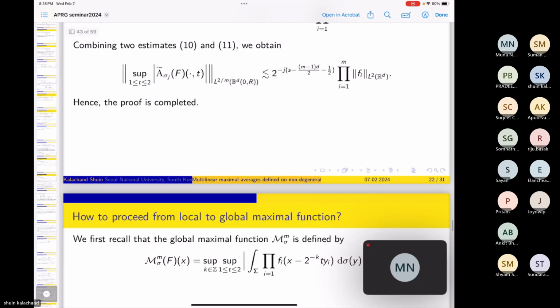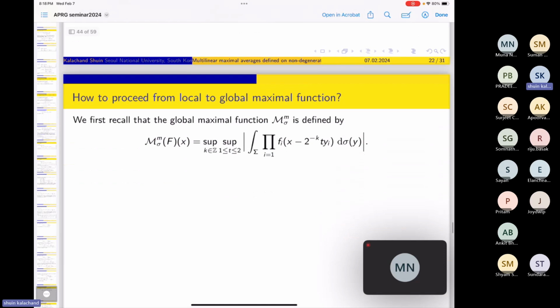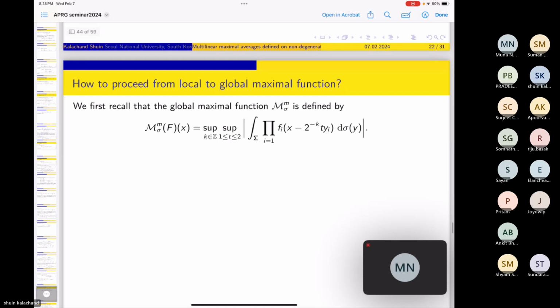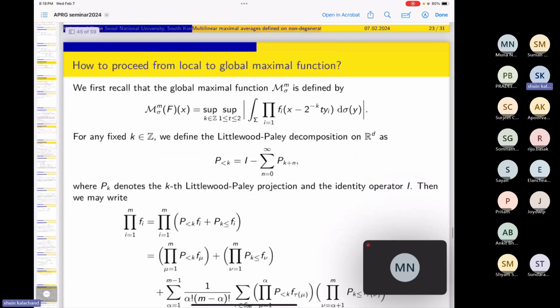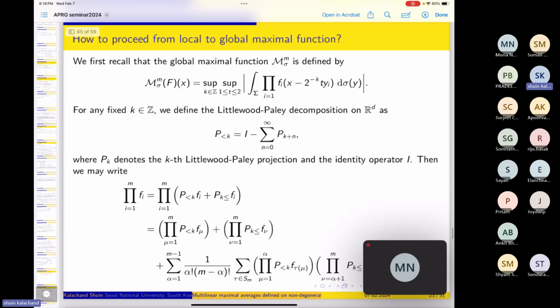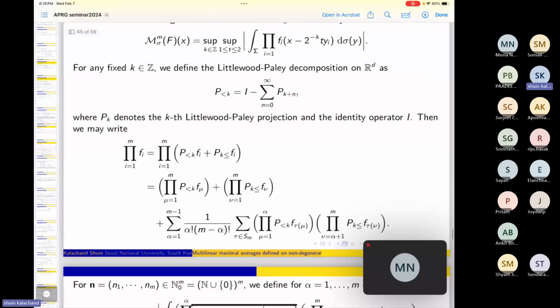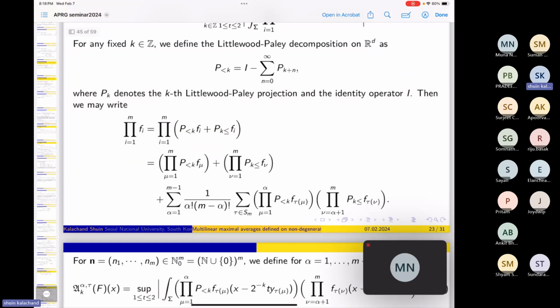Now, how do we proceed from the local to the global maximal function? So recall that the global maximal function is given by this definition. Now we'll define this Littlewood-Paley decomposition on R^d, which is given by this identity, where P_k denotes the kth Littlewood-Paley projection, and I is called the identity operator. Then using this Littlewood-Paley decomposition, we can decompose these functions into these pieces here.